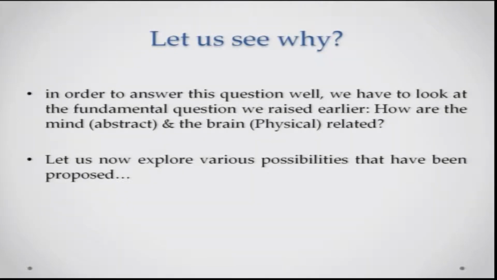So why do you really want to talk about this? Why do you really want to talk about this mental explanation? In order to understand this, we have to talk about how the mental and physical are related, how the mind, which is an abstract entity, is related to the brain, which is a physical entity. Let us look at possibilities.